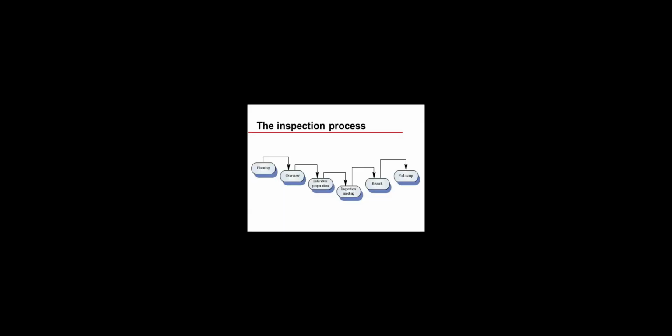If you take the inspection process, inspection planning will be done and an overview of the inspection will be created. Then comes individual preparation: each and every person in the inspection team will have their own checklist and they will prepare themselves for the inspection process. The actual inspection meeting will be conducted and they will note down the defects and errors, their points and comments, and they will ask the people to do the rework. Then the follow-up action will be taken to eliminate the defects and errors found during the inspection process.